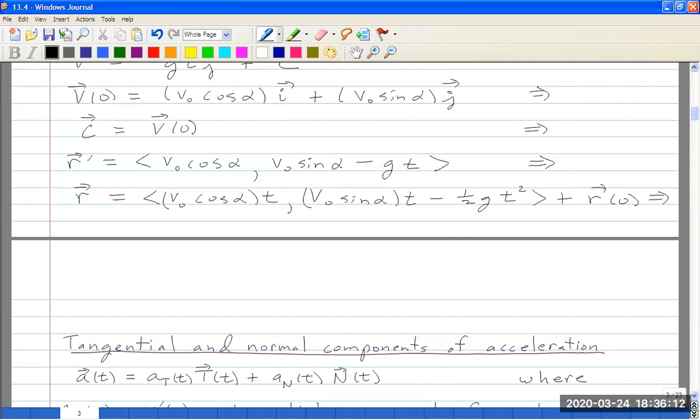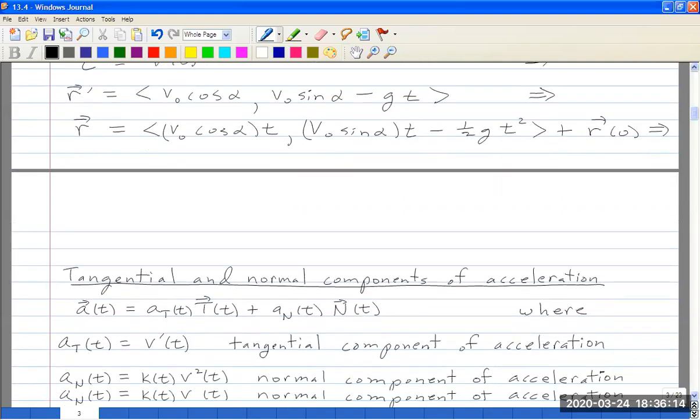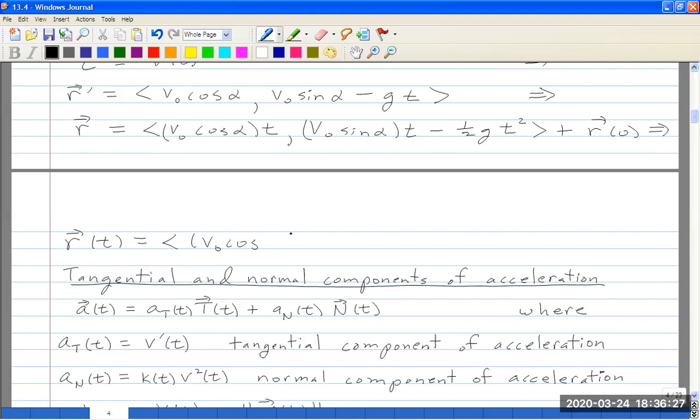And so we get that r is v0 cosine alpha t, v0 sine alpha t minus 1/2 g t squared. And that's what I wanted to show. So I'm done.